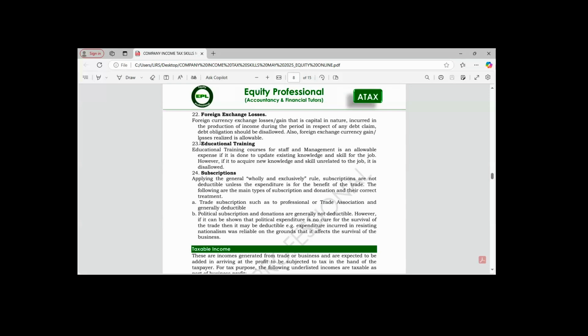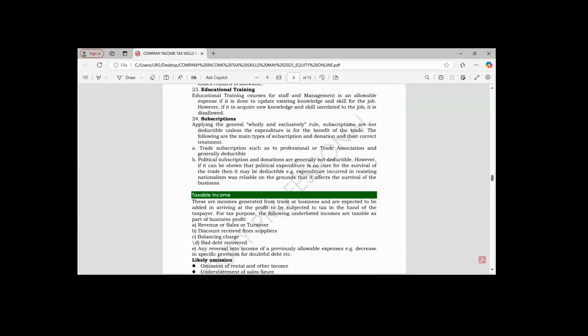Subscription to any professional recognized body, if they are paying subscription to ICAN for their member, is going to be allowed. Subscription to any recognized professional or trade association or trade union are also allowable expenses. Any subscription to unrecognized trade union or trade association is going to be disallowed.